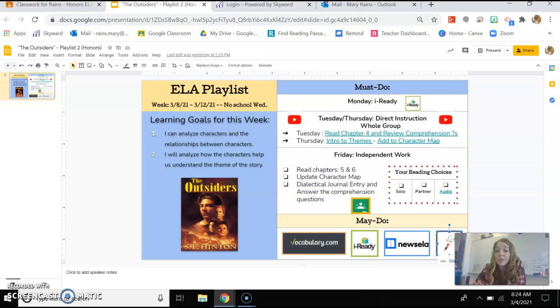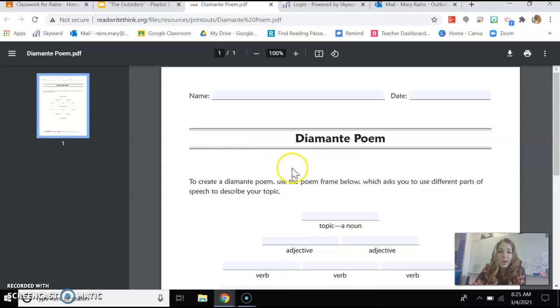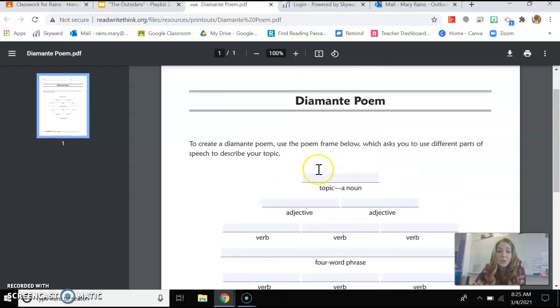And then the creative writing piece for this week, which I want to see how well you guys do with, is called a Diamante poem. So if I was to click on it, or maybe it's not going to let me do that. Let's see. Yeah, Diamante poem. You open it like this, you can fill out what you need to do.